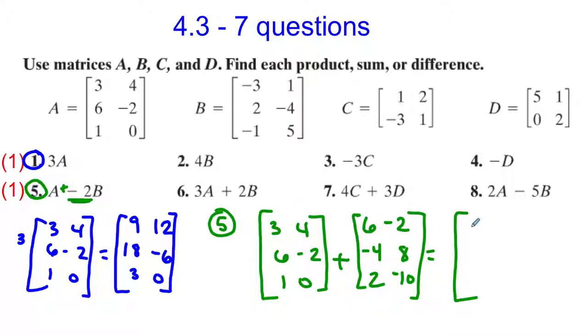3 plus 6 is 9. 4 plus -2 is 2. 6 plus -4 is 2. -2 plus 8 is 6. 1 plus 2 is 3. And 0 plus -10 is -10. All right, so that's it. Now let's take a look at the next section.